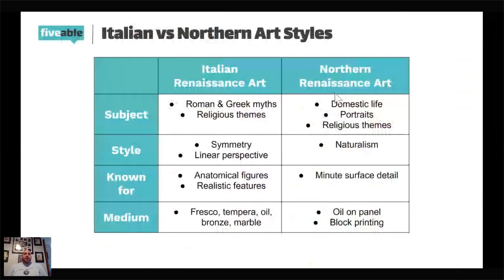So when we compare Italian versus Northern art styles, the Italian Renaissance, its subject matter usually came from Greek and Roman myths. So you have Botticelli's Birth of Venus as an example. I think it's Botticelli. As well, you've got the religious themes. Obviously, there's a lot of Davids, there's a lot of Madonnas. You've got Judith and Holofernes as an example.